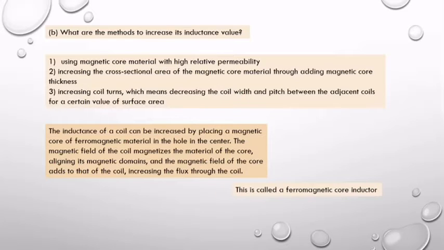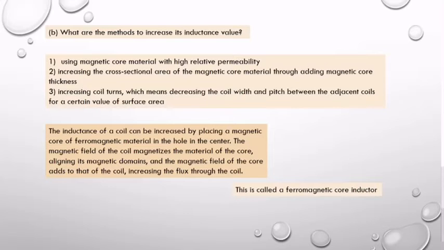And increasing coil length, which means we have to decrease the coil width and pitch between the adjacent coils for a certain value of surface area. By increasing the coil length, we are also increasing the number of magnetic waves produced.